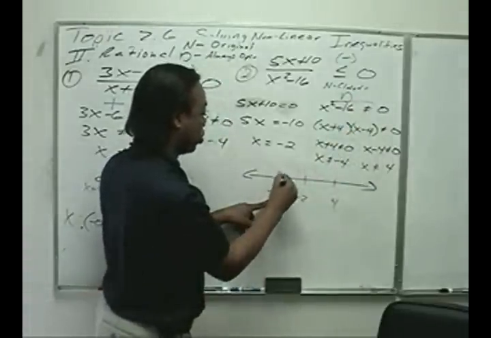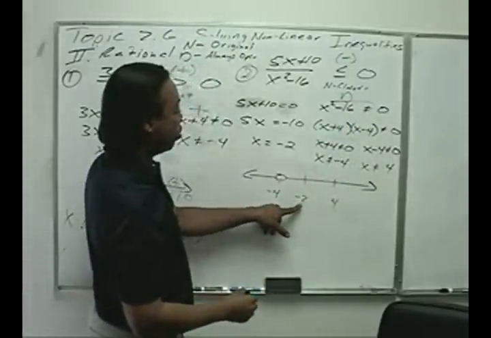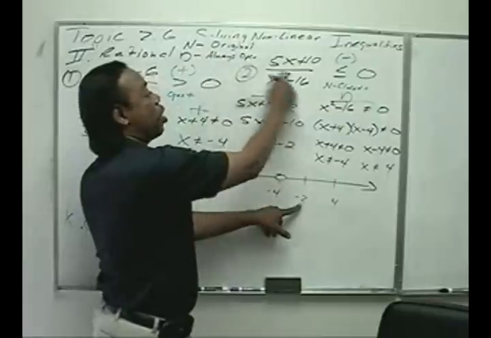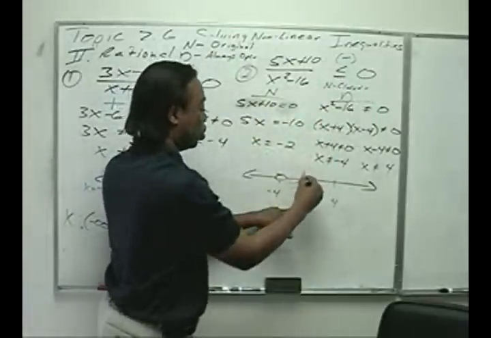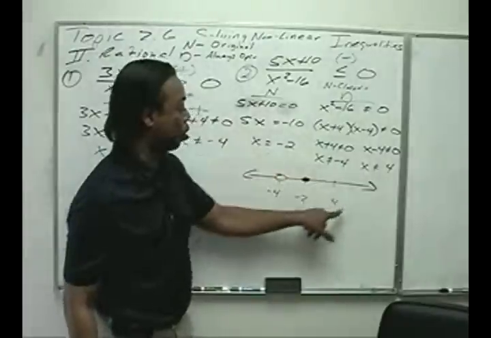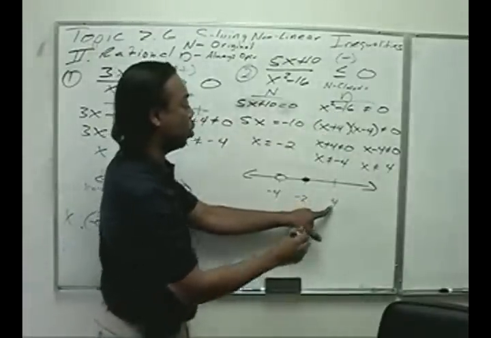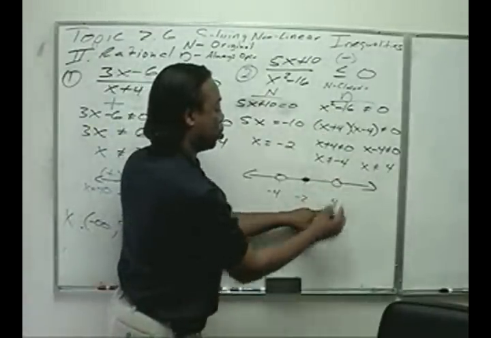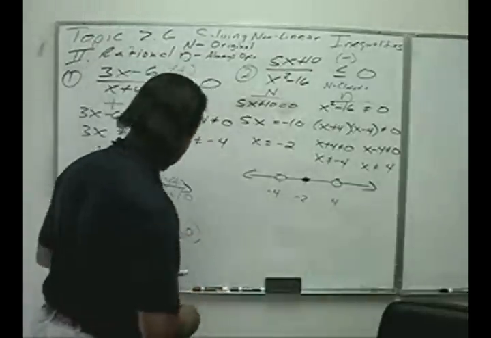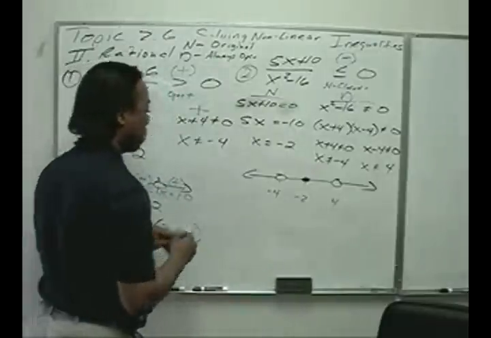So it's going to be open. The negative 2 right here came from the numerator, so it's going to follow the original problem, which is closed. The 4 here came from the denominator, so it will always be open. And now we need to find test points.